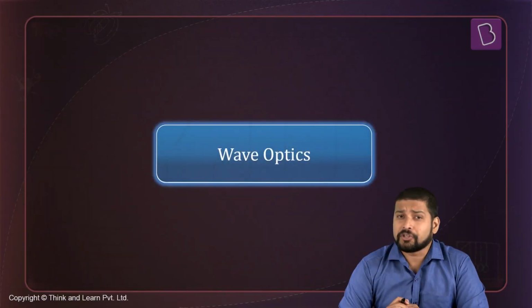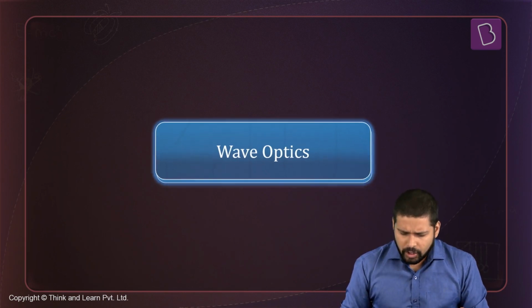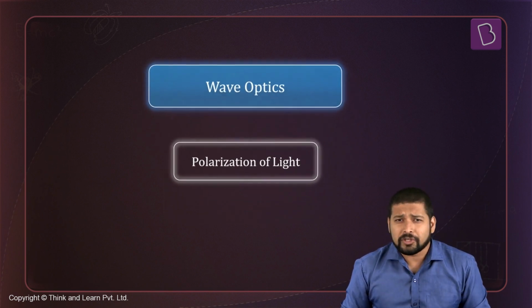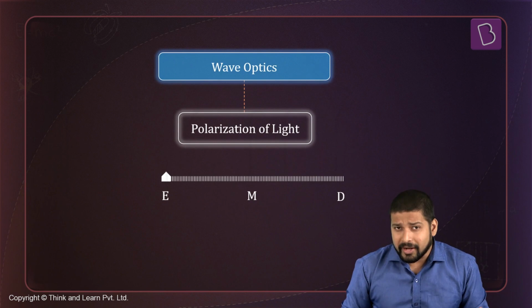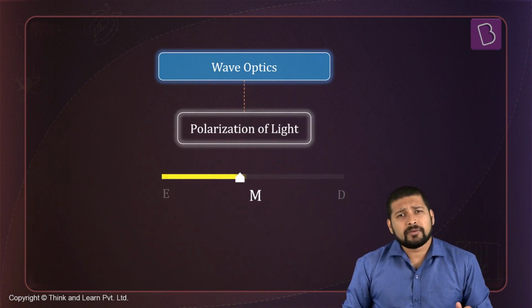Now let's look at this question from wave optics. This is a question which is based on polarization of light. And if you ask me the difficulty level of this question, I would say that this is a moderate type of question. So let's understand what is given in this problem.